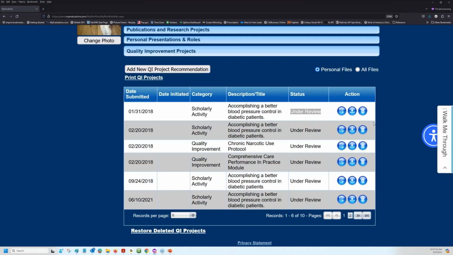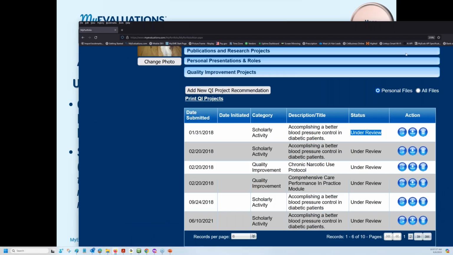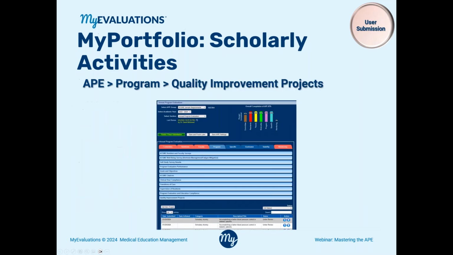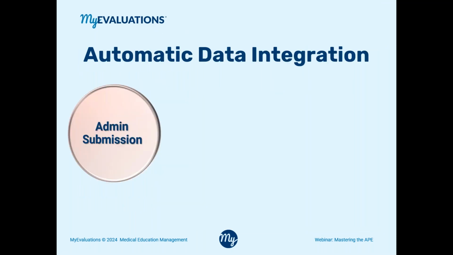So it's a really nice way for you to be able to connect the dots between what's happening on the scholarly activities level for quality improvement projects, and an opportunity for the program director and the program evaluation committee to review those projects and take action plans on them. So all of this, again, is available under the scholarly activities section.